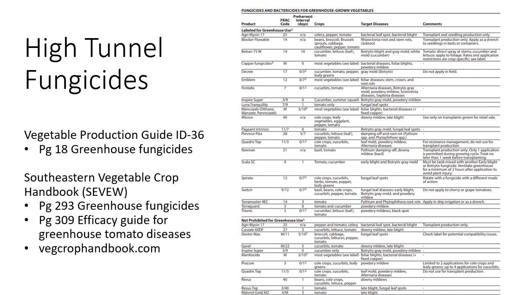And in ID 36, the Kentucky Vegetable Production Guide, you will see those greenhouse fungicides listed on page 18. And in the SEVU Guide, page 293, we'll show the greenhouse fungicides, and then an efficacy guide for greenhouse tomato diseases on page 309. So I highly encourage everyone to check out those resources before moving on to just using your typical field tomato fungicide guide list.